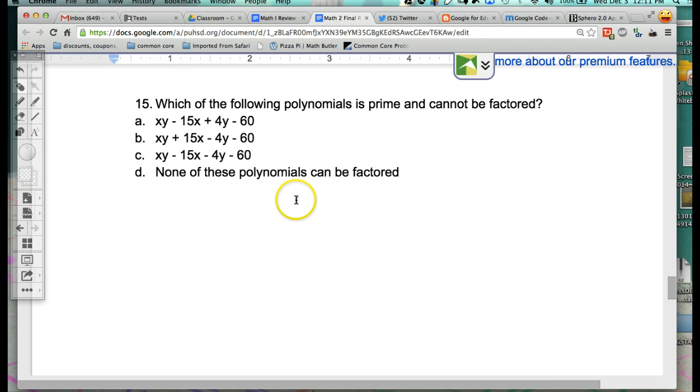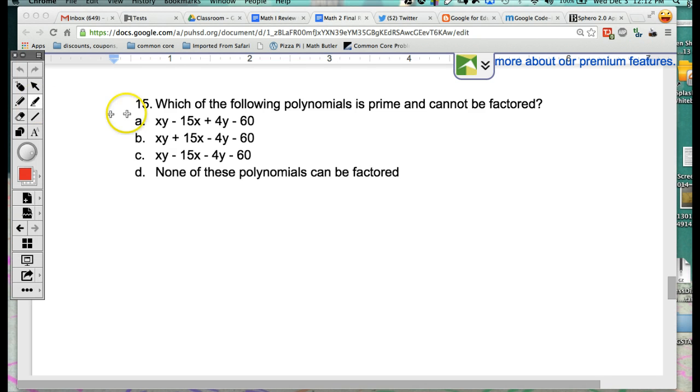So there you go. Which of the following polynomials is prime and cannot be factored? So this is really important. Prime cannot be factored. Prime and cannot be factored means you cannot factor it, right? So basically, one of these four would be the correct answer, and you gotta factor them. And if you cannot factor them, then it's going to be wrong. So then, does anybody remember how to factor these type of things?